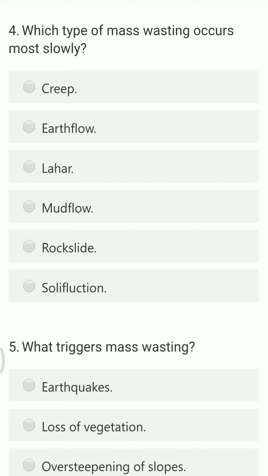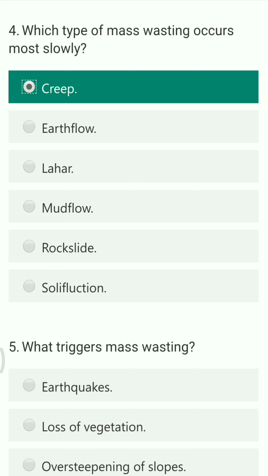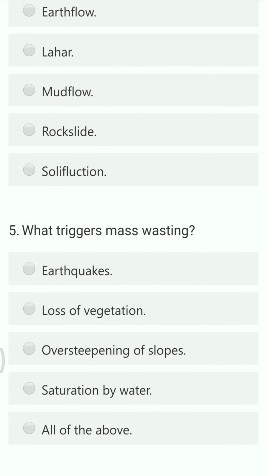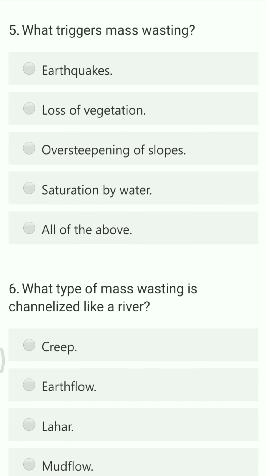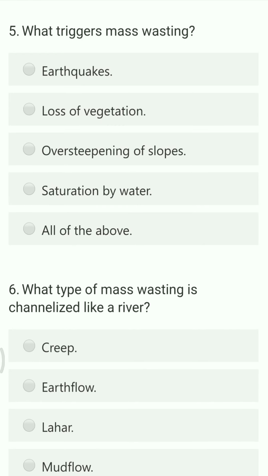Next question, which type of mass wasting occurs very slowly? So the options are creep, earth flow, lahar, mud flow, rock slide and solifluction. So the right answer is creep. Creep is the slowest mass wasting process. Next question, what triggers mass wasting?